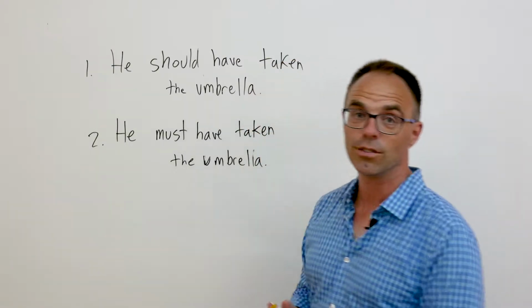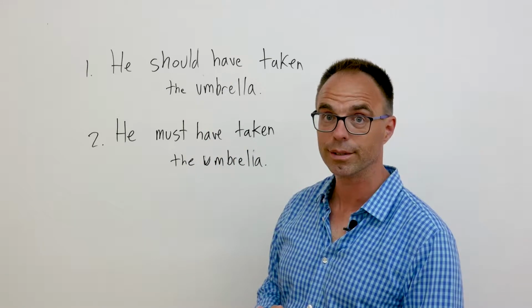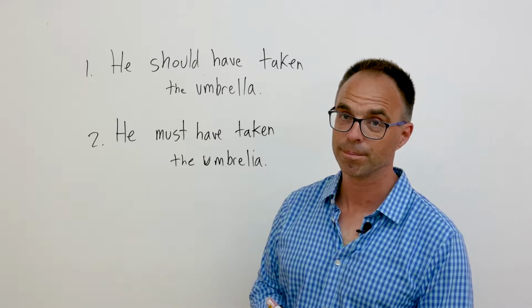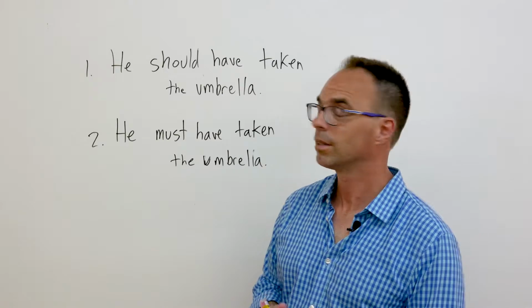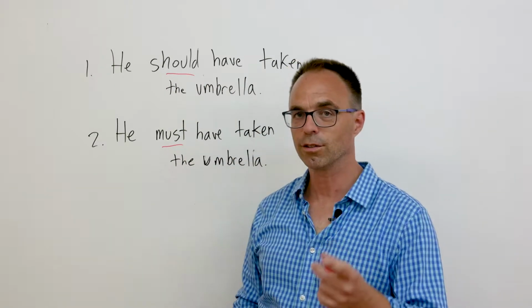Let's look at two sentences here. Number one, he should have taken the umbrella. Number two, he must have taken the umbrella. What's different between these two sentences? Should and must. Let's look at the structure.